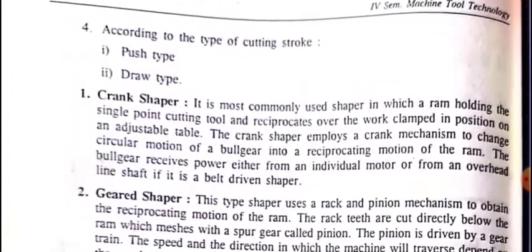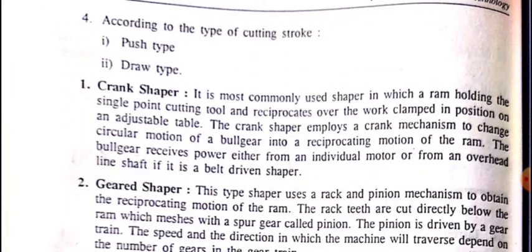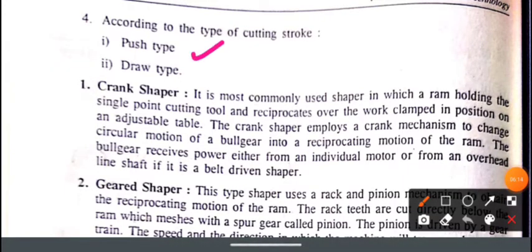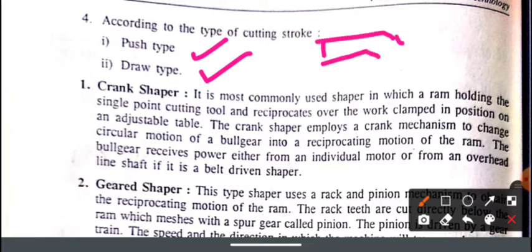Next comes, according to the type of cutting stroke, it consists of two types. One is push type and another one is the draw type. Push type means when it is moving forward, it will remove the material. And draw type means when it is coming back, it will remove the material. It's called the draw type shaper.